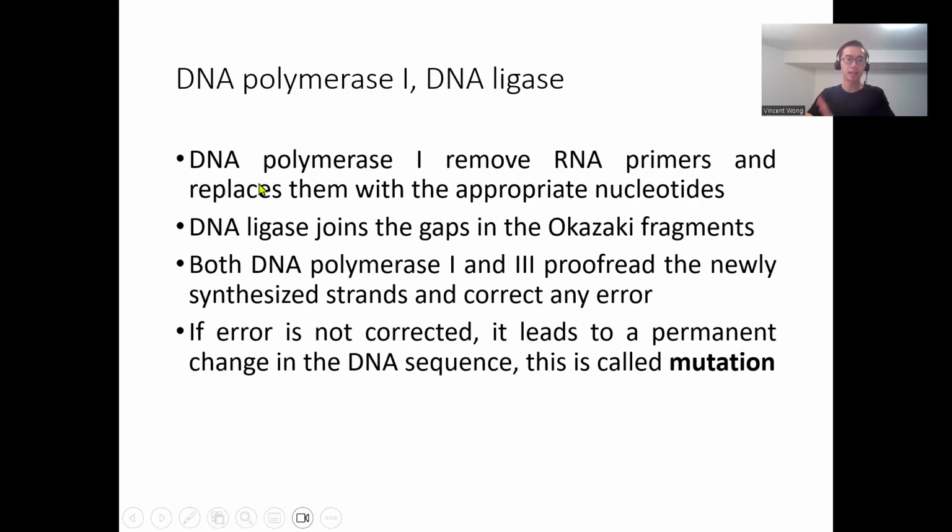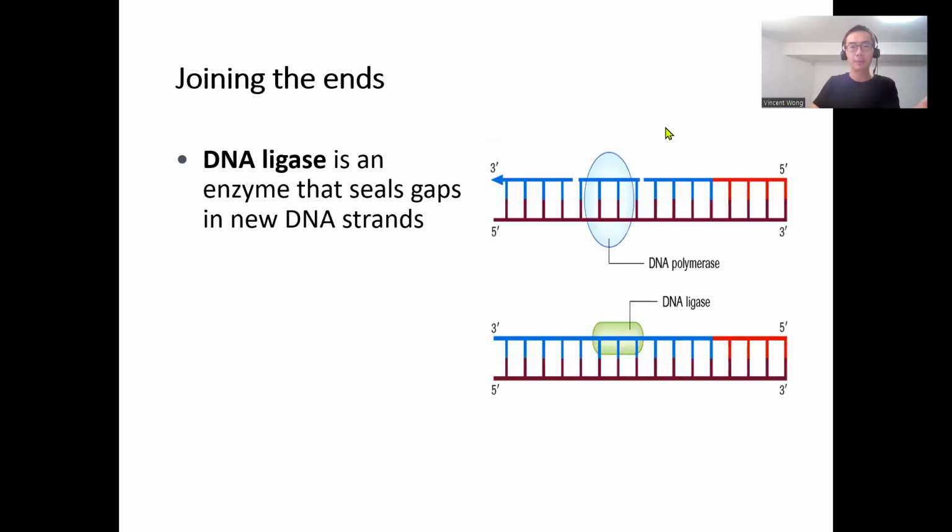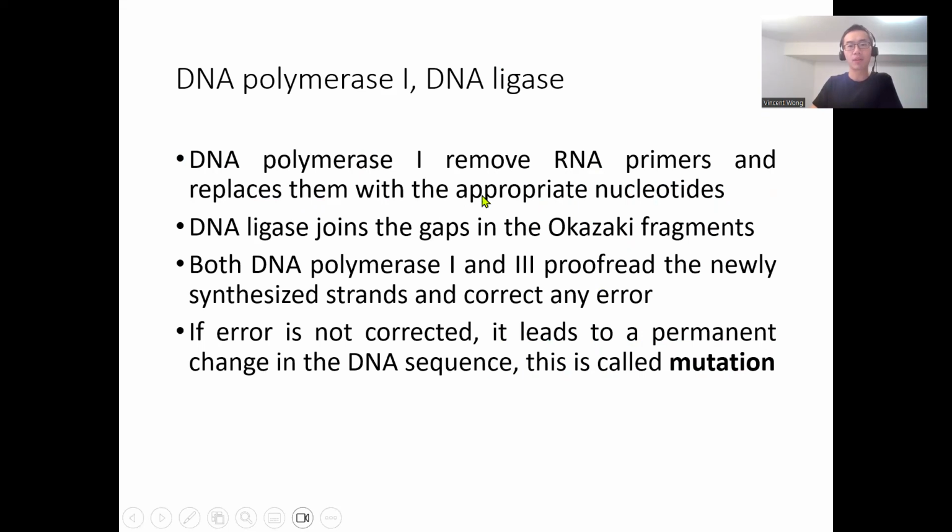So this is basically what I said, right? DNA polymerase 1 removes RNA primers and replaces them with the appropriate nucleotides. And then there is another enzyme that I haven't put in the note yet, called DNA ligase. To ligate is to connect. So this is an enzyme that connects the Okazaki fragments together.